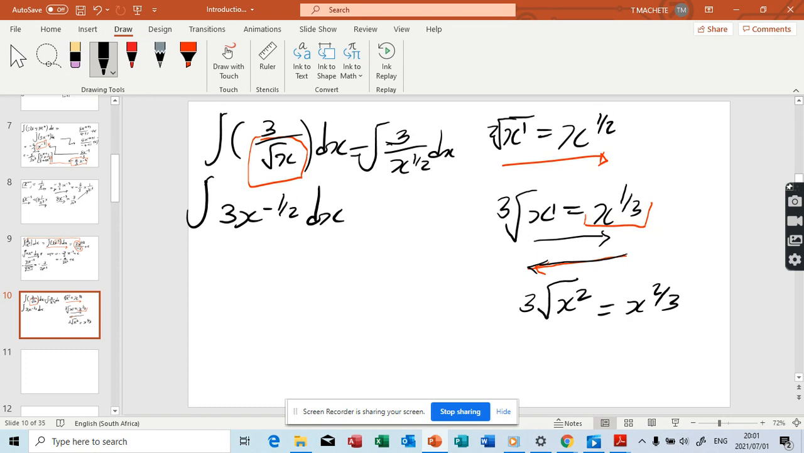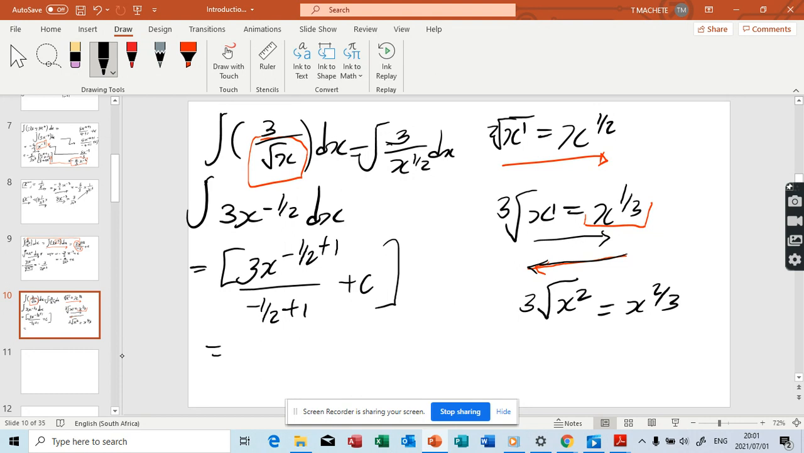Yes, no? So the answer that you're going to get here, you're going to say 3x to the power of minus 1 over 2 plus 1, over minus 1 over 2 plus 1, plus c. If you don't know this, you just punch it on your calculator, then you'll get a positive half there. So you'll get 3x to the power of 1 over 2, over 1 over 2.